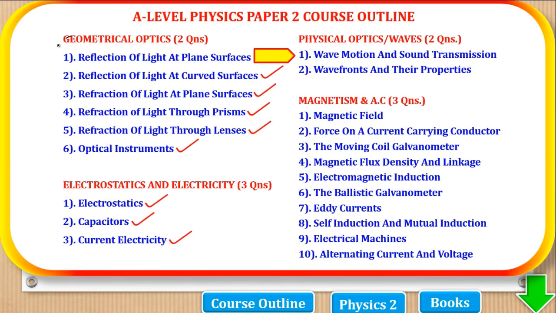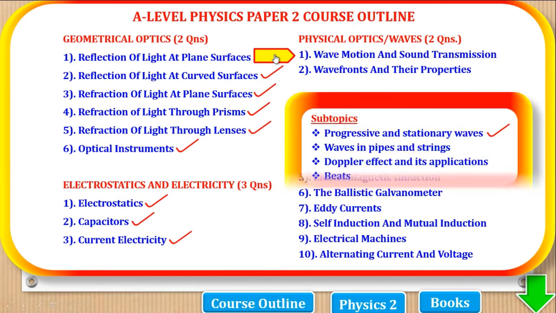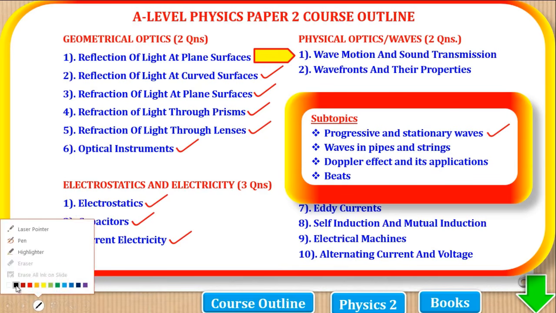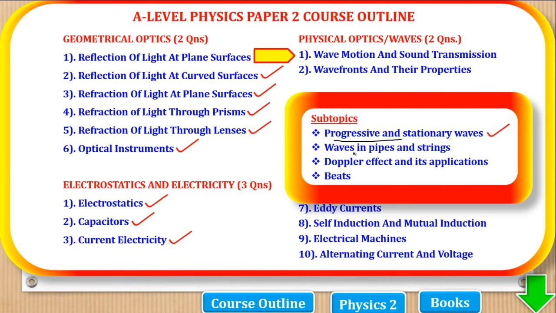You have already completed the parts of geometrical optics and electrostatics and electricity, and now we are on the part of physical optics. Physical optics is divided into 4 subtopics: progressive and stationary waves, waves in pipes and strings, Doppler effect and its applications, and lastly beats. In this video we shall go through the subtopic of progressive and stationary waves.